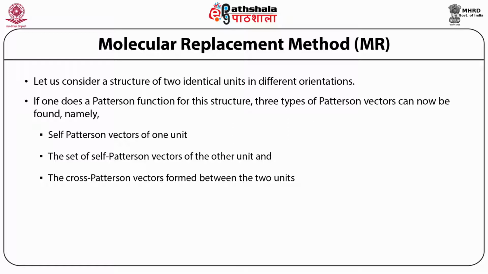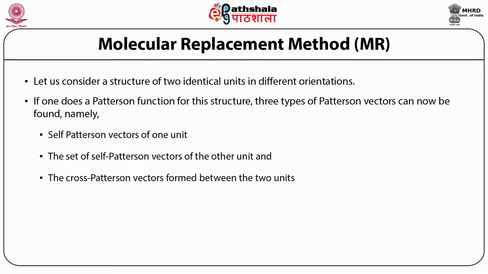So what do you mean by self-Patterson? Patterson is an interatomic vector. Therefore, interatomic vectors of self-Patterson will be R11, R22, R33, R44. Then what are the other interatomic vectors? If you consider 4 atoms, 1, 2, 3, 4, then the interatomic vectors are R12, R13, R14, R21, R31, R41, R23, R24, R32, R42, R34, R43.